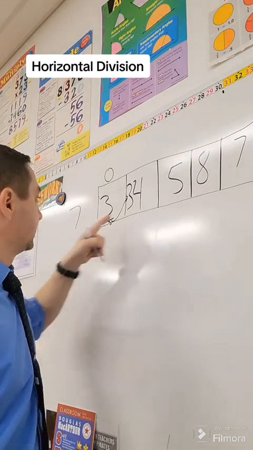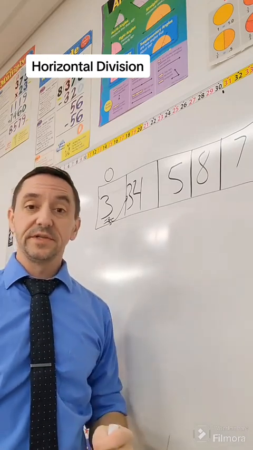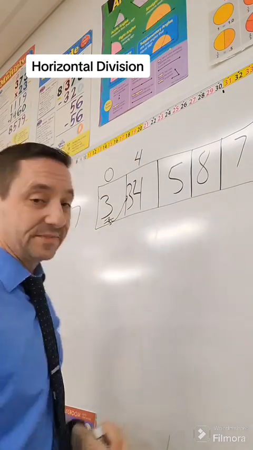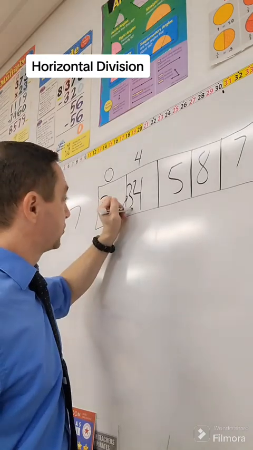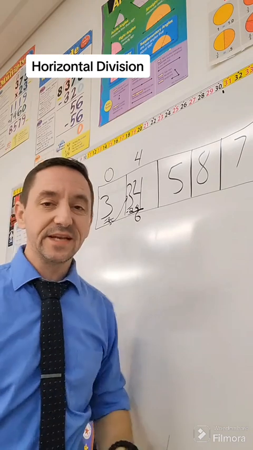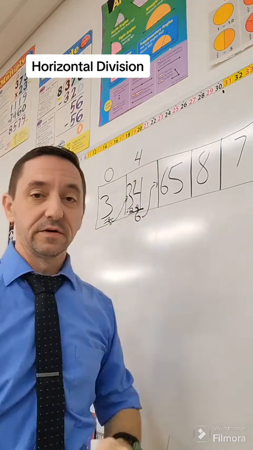And now I got to say 7 goes into 34. How many times? Well, I know my 7 times tables, and that's going to be 4. So I'll put my 4 up top. 4 times 7 is 28. I'm going to put my 28 right in this little box here. Subtract. 34 take away 28 is 6. I'm going to take that 6. I'm going to pop it right over there.